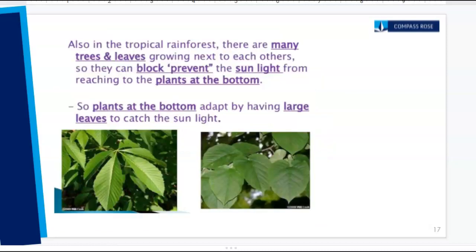Also in the tropical rainforest, a lot of the trees grow close to each other, which prevents sunlight from reaching the plants at the bottom. So the plants at the bottom have long or larger leaves in order to be able to catch the rays in between the big trees that are surrounding them.